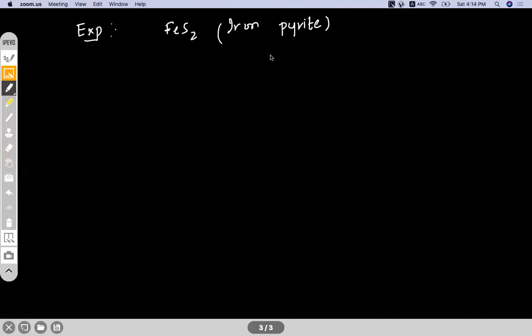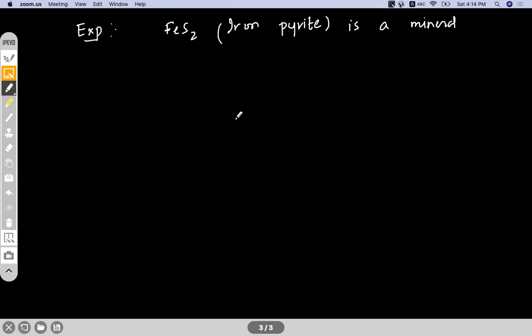FeS2, iron pyrite, is a mineral. We don't use iron pyrite for the extraction of iron. It is a mineral, not an ore. Why? Because for FeS2, the extraction of iron requires a high cost of production.